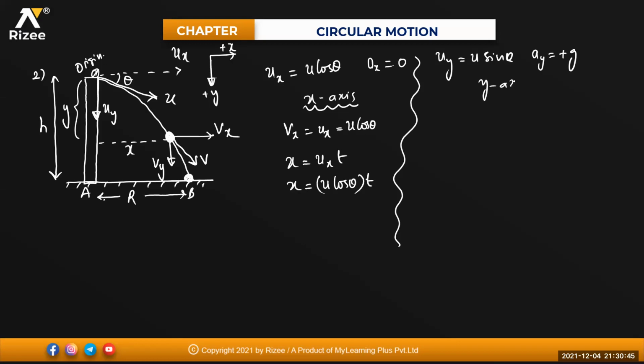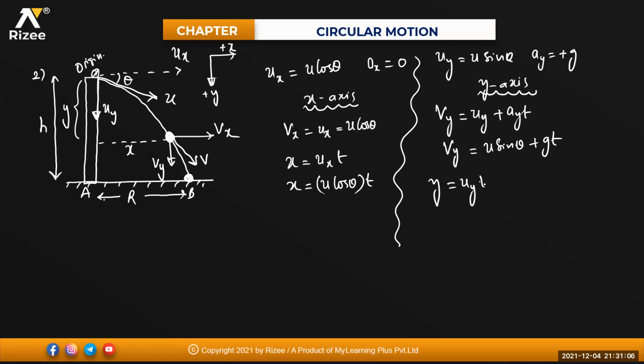If I'm talking about your y-axis, along your y-axis, Vy is equal to uy plus ay into t. Ay is how much, beta? Uy is how much for me? U into sine theta. Ay is plus g into your t. So this is the vertical velocity. Then vertical displacement, if I'm talking about y, is equal to uy into t plus half into ay into t square. See the diagram? What is the value of uy? Uy is equal to u sine theta into time t plus half into g into t square. This is the vertical displacement.